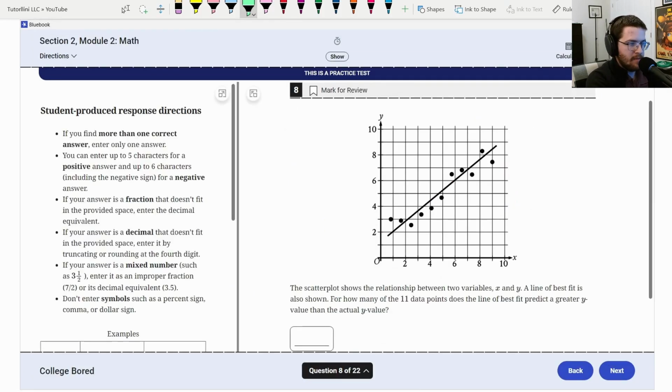Okay, question 8. So it's really important, guys, that you understand that the predicted y values come from the line. So any y value that's actually literally on the line.